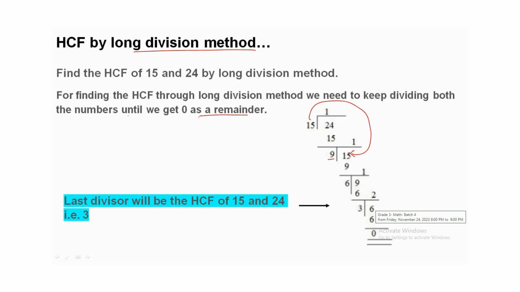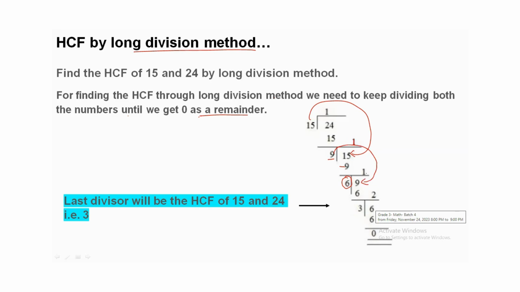Now we will divide 15 by 9. So 9 times 1 is 9. When we take away 9 from 15, what are we getting? We are getting 6. Now 6 is the remainder, and this time our divisor is 9. So it becomes our new dividend, and we need to continue the division with this.